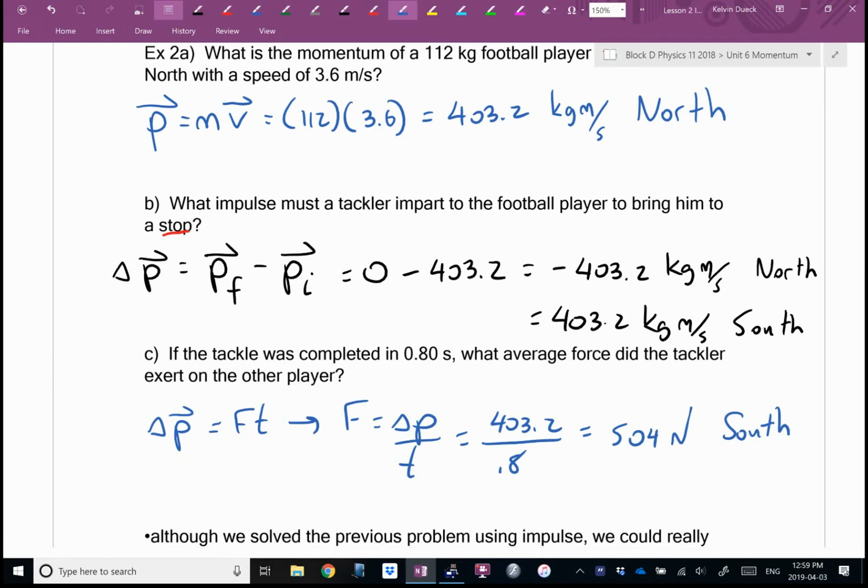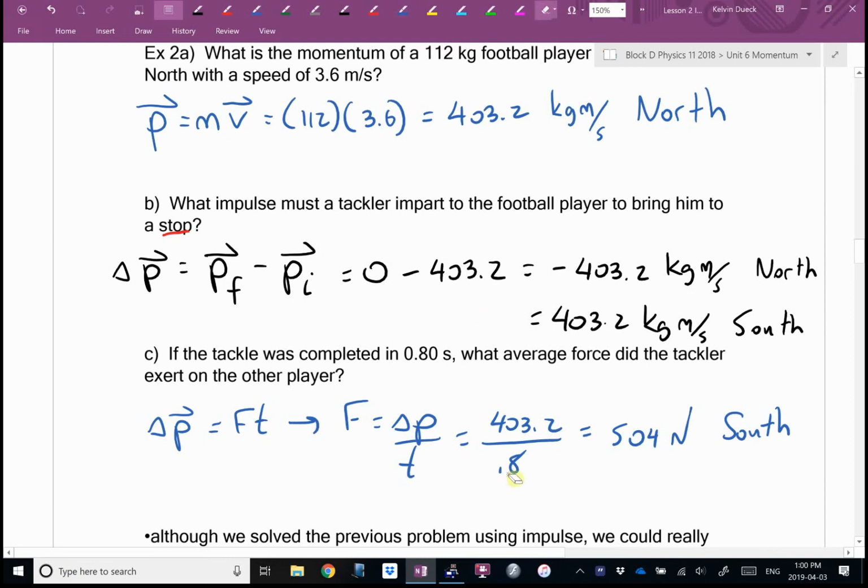You've heard the expression. If this time got smaller so that you tackled him in a shorter amount of time, if this number gets smaller, what happens to the force of impact? And that's why the biggest collisions are the ones where the guy comes out of nowhere and there's a split second, because you're stuck with the impulse. You have to bring him to a stop no matter what. You've got to cancel out his 403.2 kilogram meters per second. Otherwise, he ain't coming to a stop.